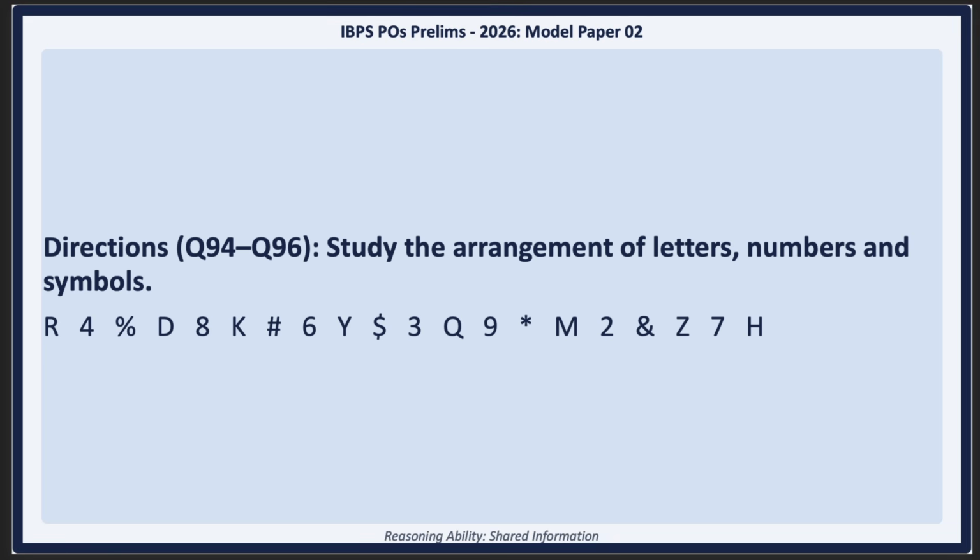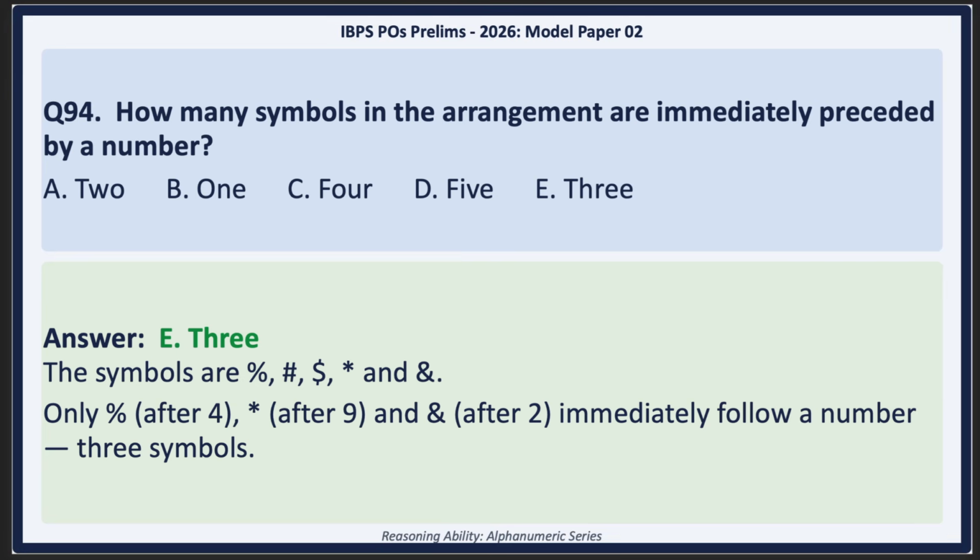If you are listening to this right now, think about how you scan a crowded room for a friend. You don't look at every single face sequentially, you know. You filter for a red jacket or a specific hat. Exactly. That is exactly what you have to do with this next puzzle. Questions 94 to 96 give us this chaotic string of letters, numbers, and symbols.